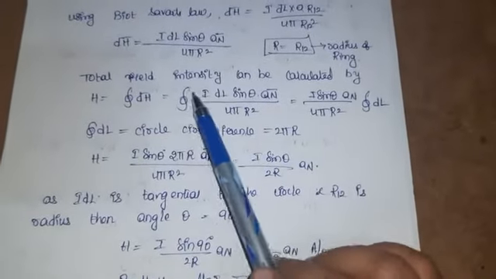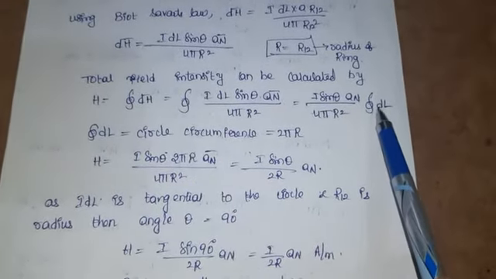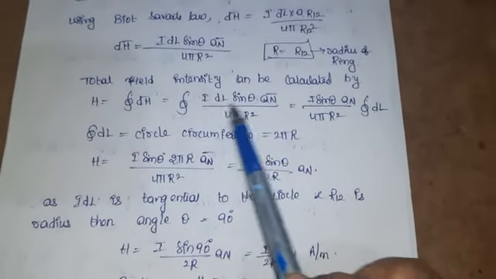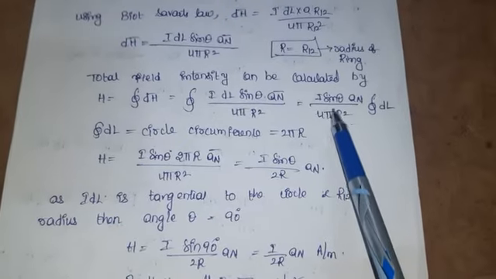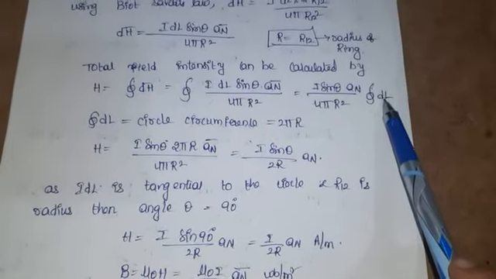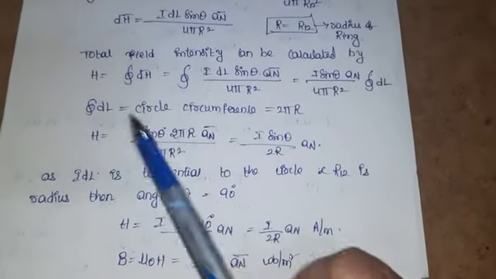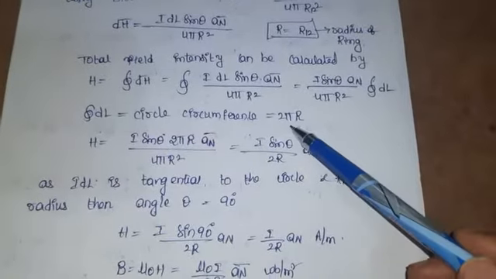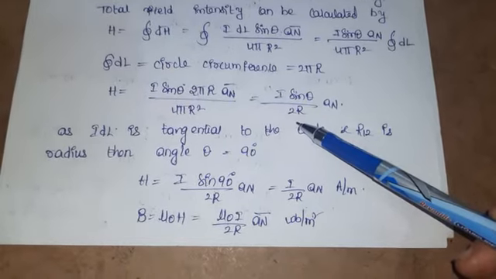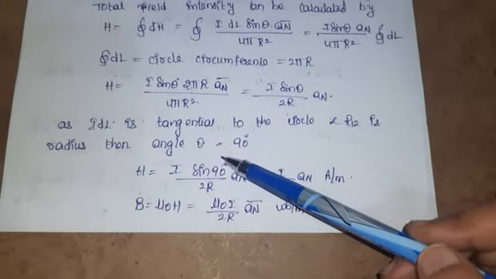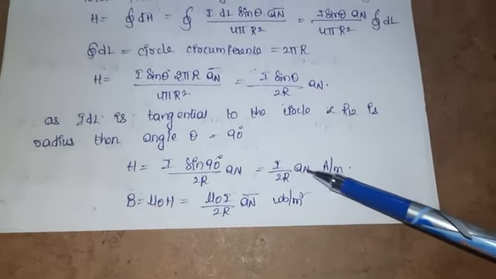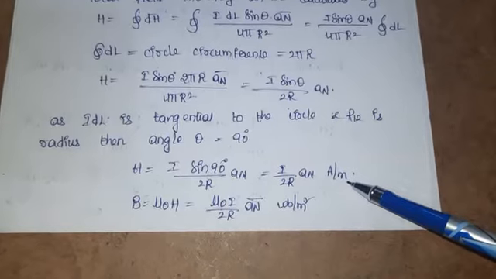So here, integrating, the length L is a variable and all the remaining terms are constants. So I sin theta by 4 pi r square is a constant. I am having only the dl term. Okay, so the closed line integral is nothing but the circumference of a circle, that is 2 pi r. So I'll get I sin theta by 2r. I already told you theta is always 90 degrees. So sin 90 is 1. So H will be equal to I by 2r ampere per meter.